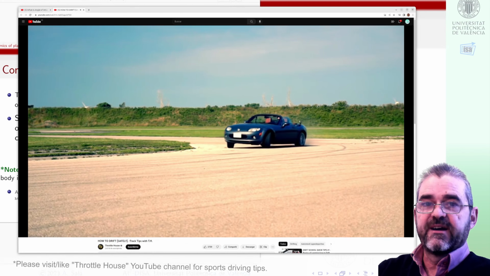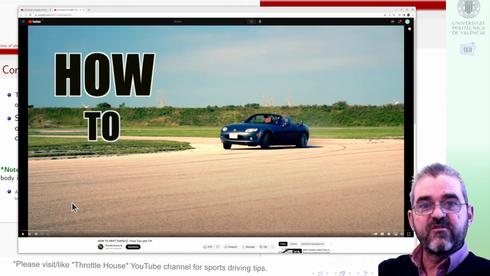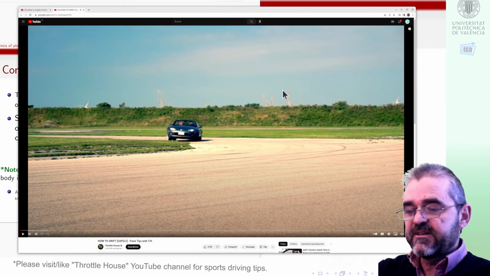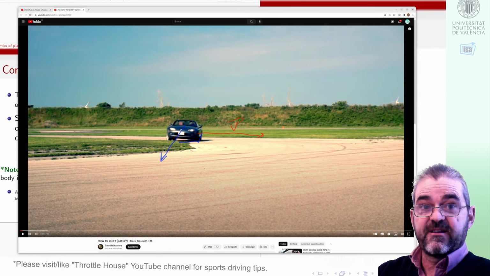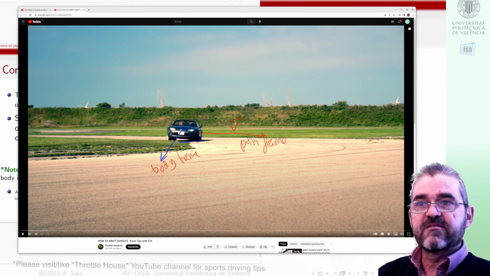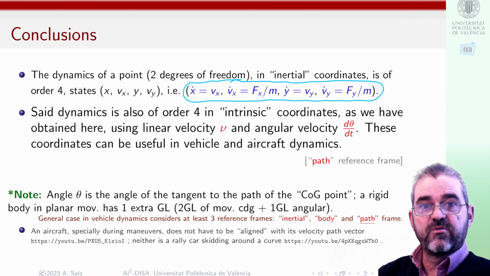Also, when we are describing the equations of this kind of maneuvers, we can realize that the velocity vector points almost perpendicularly in this case to the body frame. So again, the equations we have discussed in this video are just the 2 degree of freedom point mass equations, path frame, and need to be expanded to cover the whole case of rigid body in planar dynamics or an aircraft in a whole 6 degree of freedom movement, which of course are not the topic of this material.